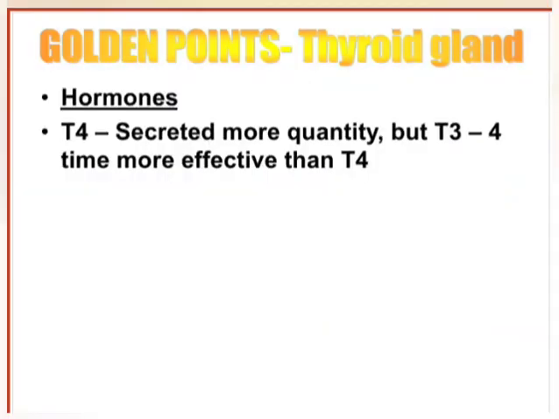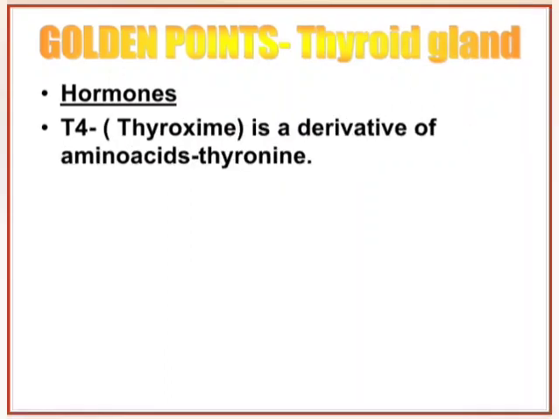Now, the hormones of golden points. The T4 hormone, that is tetraiodothyroxine, is secreted in more quantity from the thyroid gland, approximately 80%. But the T3 is secreted in less quantity, 20%. But the T3 is 4 times more effective than T4. The hormone tetraiodothyronine, T4, is a derivative of amino acid thyronine. That's why it is termed as tetraiodothyronine. This hormone has 4 iodine molecules. The T3 hormone has 3 iodine molecules.